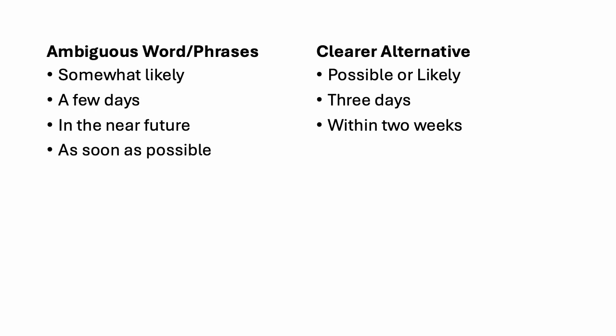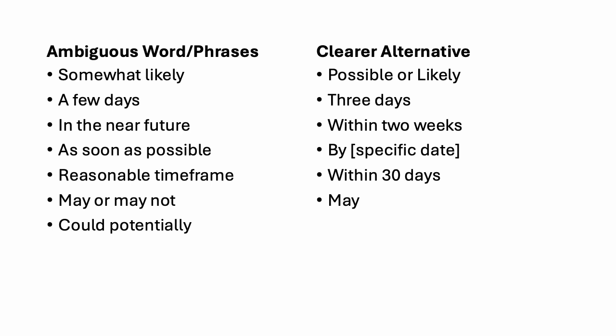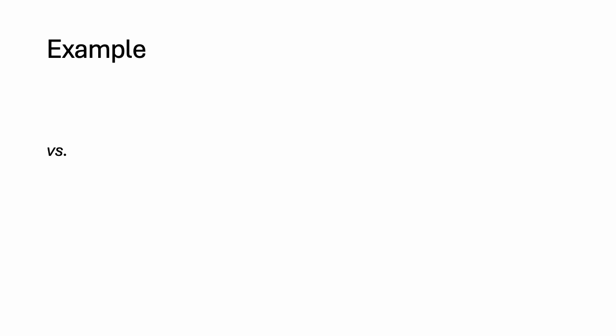As soon as possible, by whatever date you decide. A reasonable time frame, within 30 days, or again, whatever you specify. May or may not, just may. We don't want that other side in there. Could potentially, just could. And then the client may probably, the client may. Now let's look at an example here.